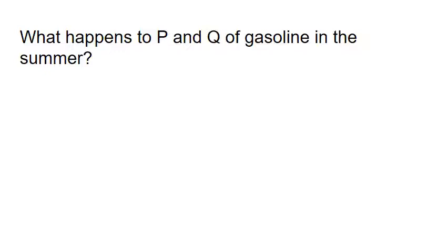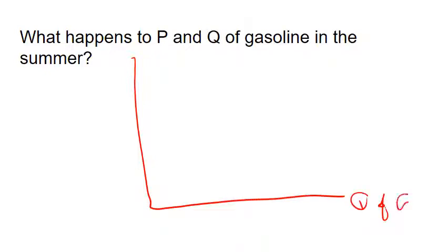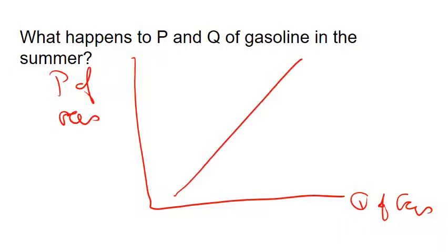Let's do an example. Walk this thing through. What happens to the price and quantity of gasoline in the summer? And we'll compare it to the summer versus winter. So let's talk about the supply and demand for gasoline. Here's quantity of gas. Here's the price of gas. Here's a demand and a supply for in the wintertime.